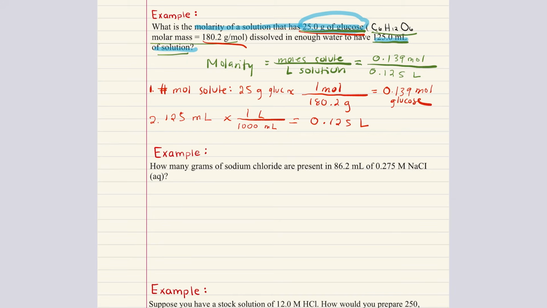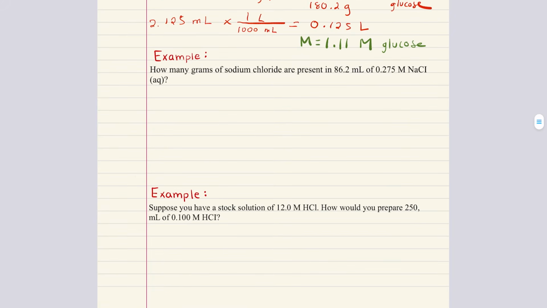This gives us our molarity. Our molarity is going to be equal to, if you plug this into a calculator, 1.11 molar for our glucose solution. And there you have it. That's how we approach this first problem. All right, let's do another one. How many grams of sodium chloride are present in 86.2 milliliters of a 0.275 molar sodium chloride solution?